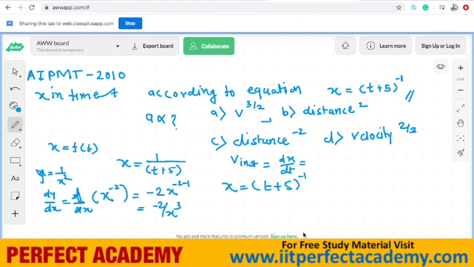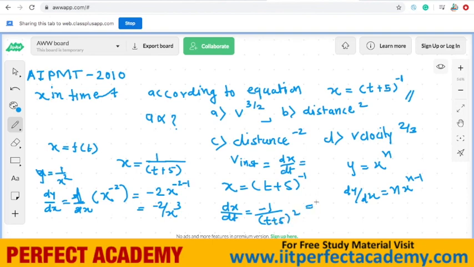So how will we differentiate this? We know if y is equal to x to the power n, dy by dx is equal to n into x to the power n minus 1, right? So here dx by dt will become minus 1 by (t plus 5) to the power 2. So this is your v value. I will call this equation 1.